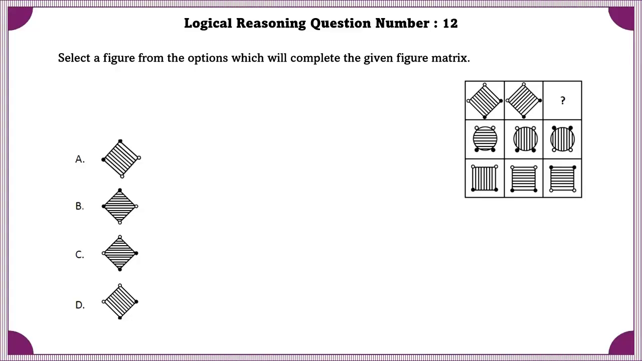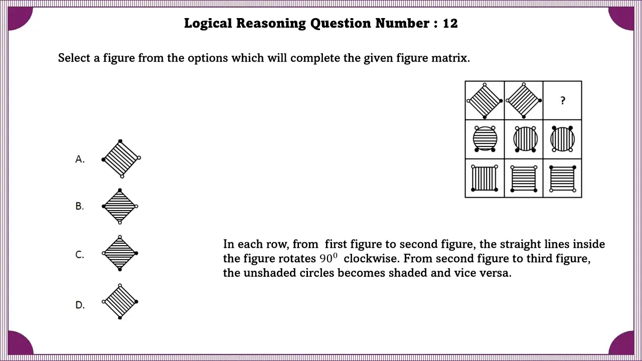Select a figure from the option which will complete the given figure matrix. In each row, from the first figure to the second figure, the straight lines inside the figure rotate 90 degrees clockwise. From the second figure to the third figure, the unshaded circles become shaded and vice versa. So according to this, option A is the correct option.